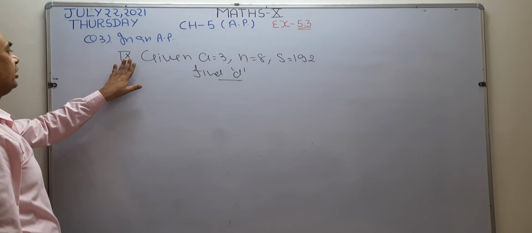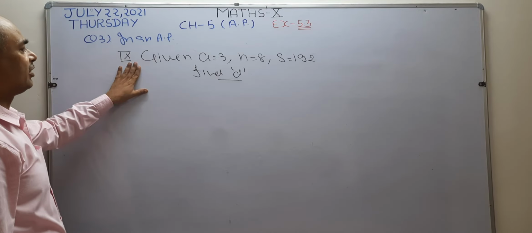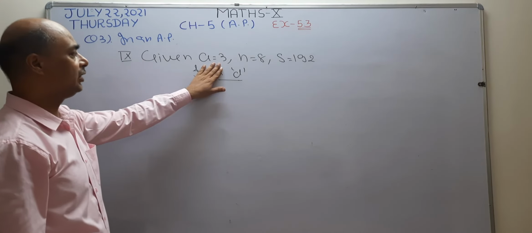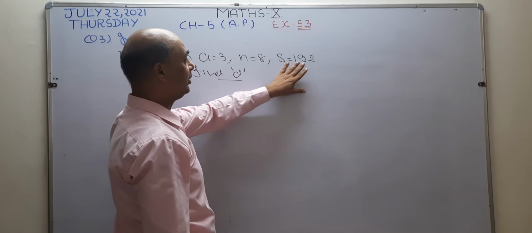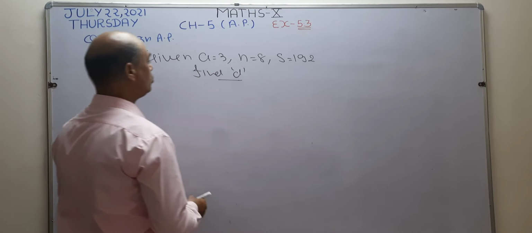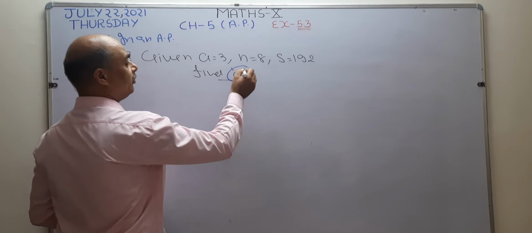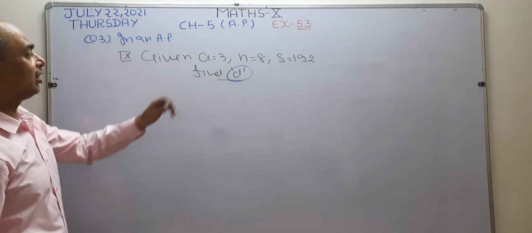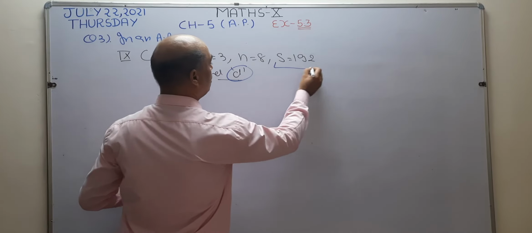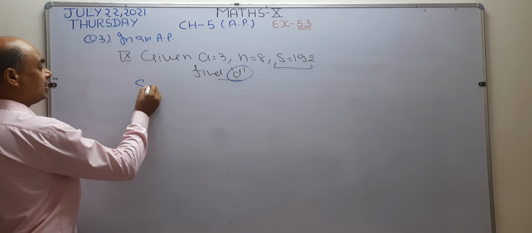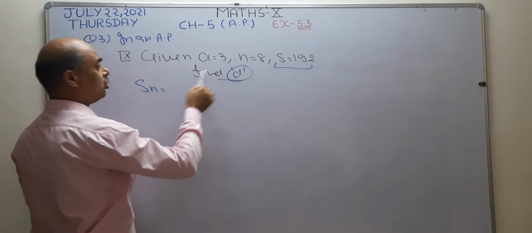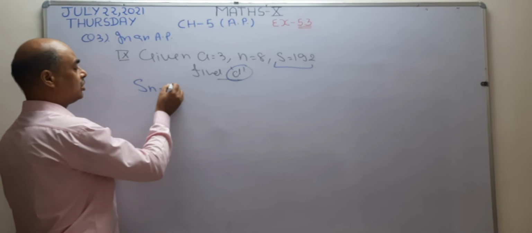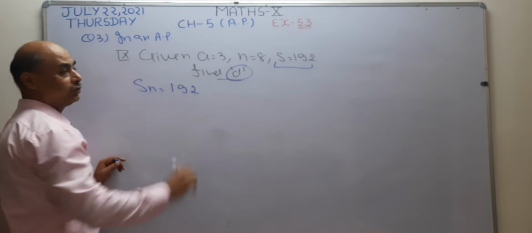Now I'm going to solve its ninth part of question number 3. See what is given. First term is given, value of n is given, and the sum is given. Okay, the sum 192 is given. In this question we are going to find the value of d. D means common difference. Now I want to start this question from this number. S means Sn. Whenever only S is given, it means this represents the sum of n terms. So the sum of n terms is given equal to 192.